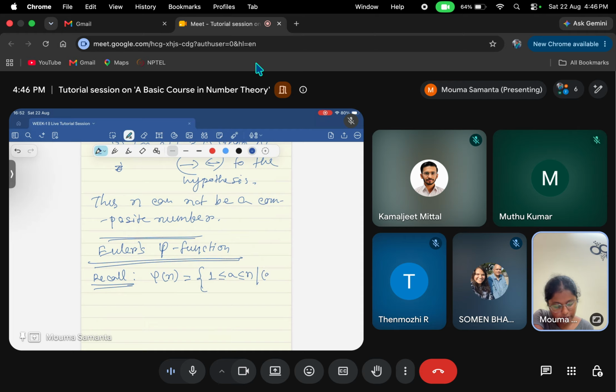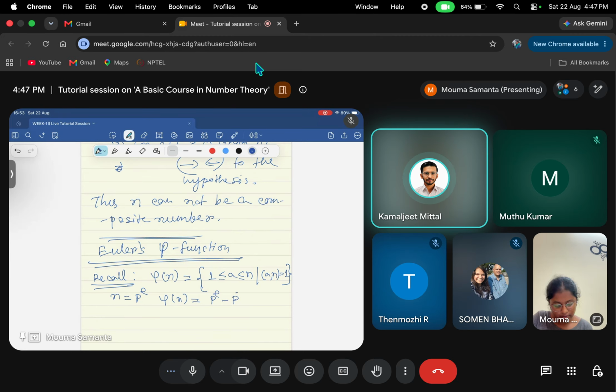Such that GCD of a and n equals 1. Now there are some formulas. If n equals p power e, then what was phi of n? Tell me quickly. It is p power e minus p power e minus 1.